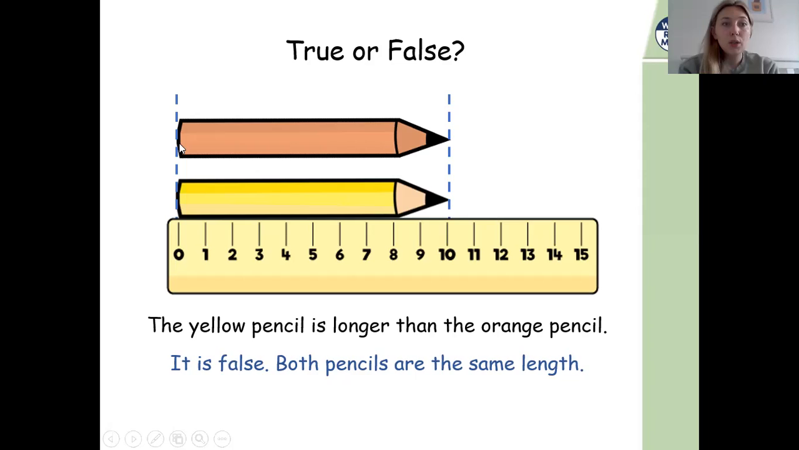So let's check this. Do both pencils start at 0? Yes, they do. Let's have a look at our brown pencil. It goes all the way down to 10. Let's have a look at our yellow pencil. It starts at 0 and it goes all the way to 10. So both pencils are equal to each other. They are both 10 centimeters long.